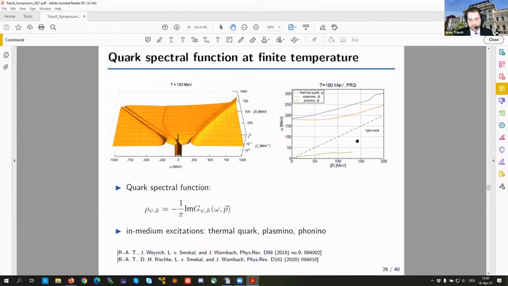So you see we have the thermal quark in blue, we have the plasmino branch in yellow, and we also have the phonino branch at very low energies here in this space-like part actually. And all these modes have, of course, also been found using other approaches, for example, beyond HDL calculations. But this is, I guess, the first time that we did it for the FRG in medium based on this quark meson model with chiral symmetry.